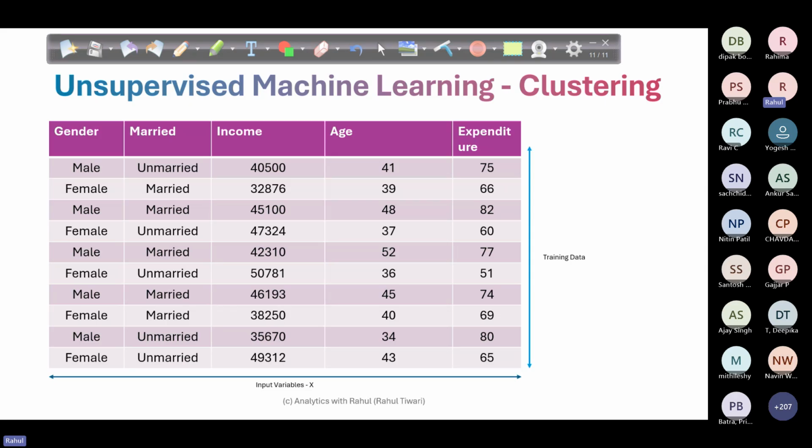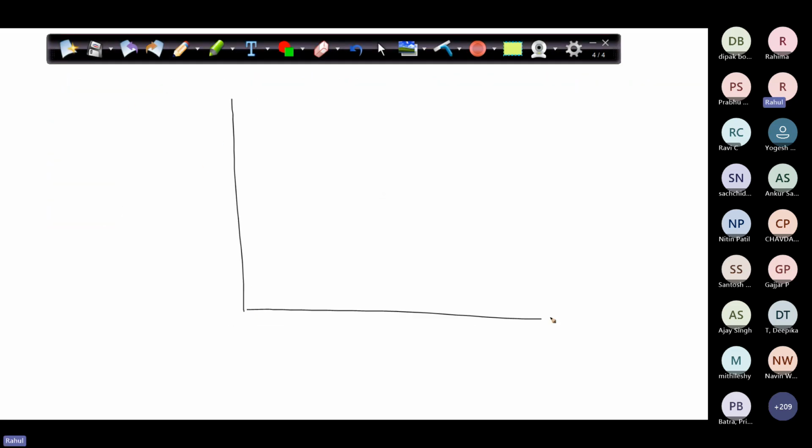Here you can see the sample data set where I want to predict which cluster they belong to, based on their gender, marital status, income, age, and expenditure. That means people of the same type will be one type of customers, and people of another same type will be another cluster. For example, let's say I have two features. One is spending score and second is salary.